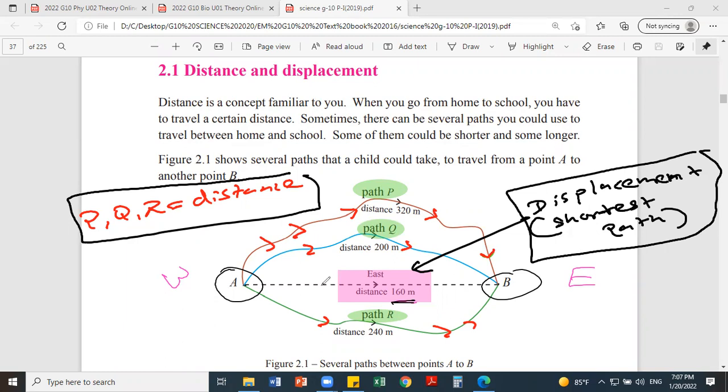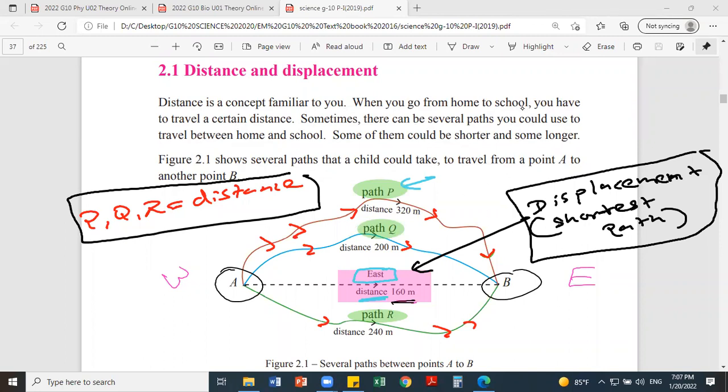Therefore, if there's no definite direction, and it is the total length of path between two points, we call it distance. Therefore P, Q, R, all these are distance. But the middle one, you can see the dotted line here, that is from west to east, and that is the shortest distance between these two points, 160 meters. All the others, 320, 200 and 240, are greater than that length.